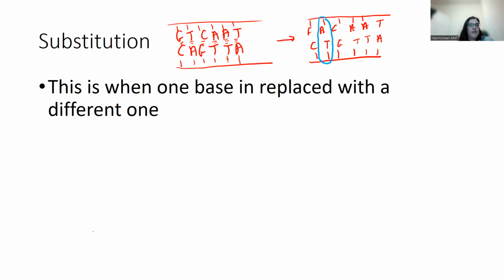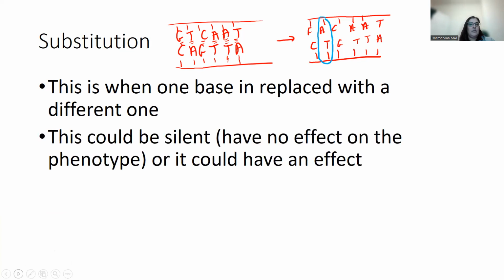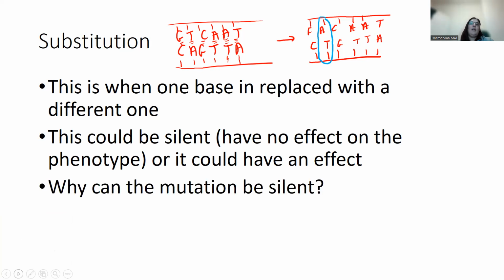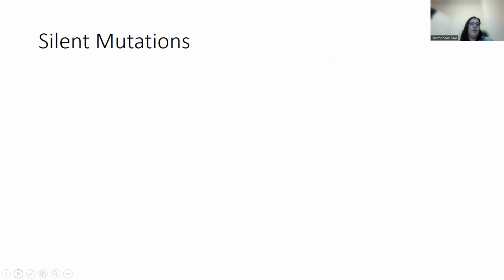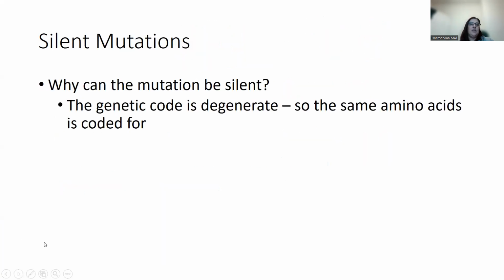So that's one possibility. Now that could be silent, i.e. it will have no effect on the phenotype, and we'll see why in a minute, or it could have an effect. So let's think, why can the mutation be silent? And that's what we're going to start on. So if we look at silent mutations first, the first reason is the idea that the code is degenerate.